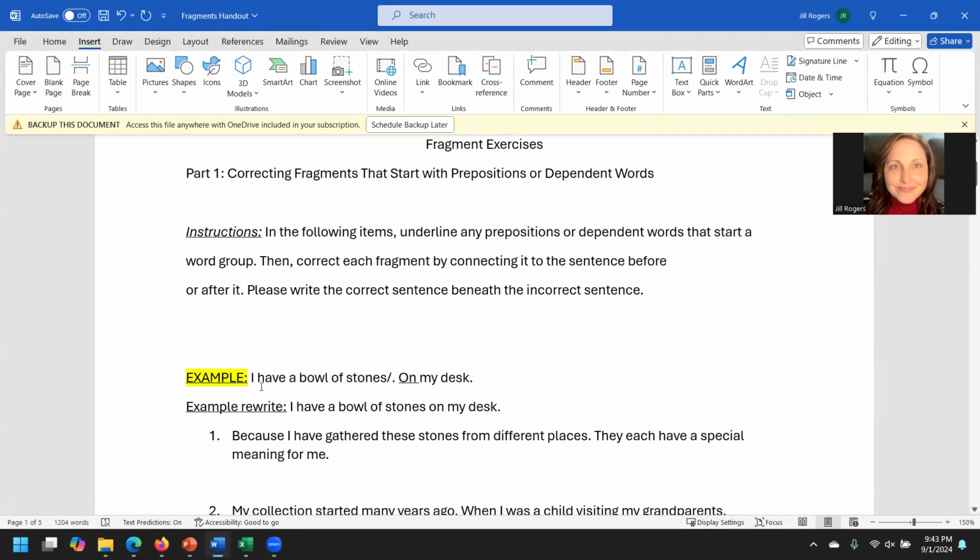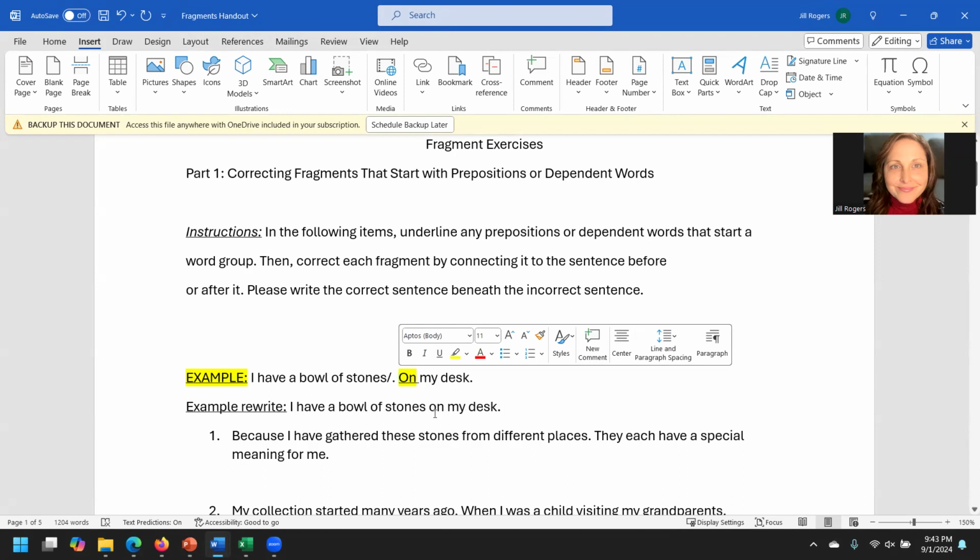Here's my first example. I have a bowl of stones on my desk. The first thing I did was underline "on my desk," because that is a preposition. You can refer back to the lists of prepositions or dependent words to find them. All you have to do to rewrite it is write, I have a bowl of stones on my desk.